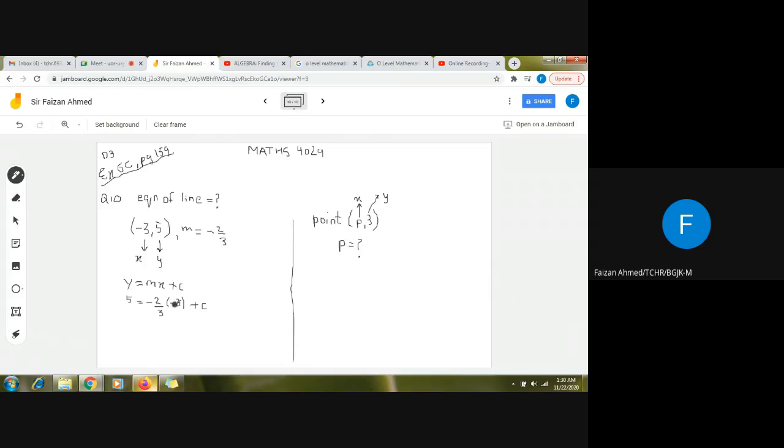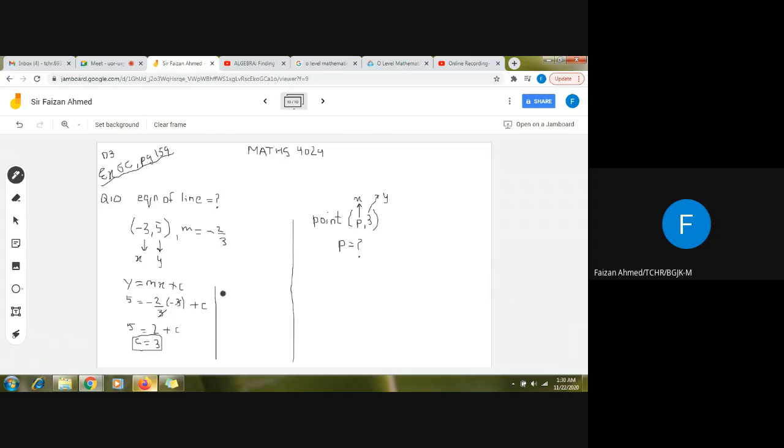This 3 and this 3 will be cancelled out, and this will become 5 equals this -2 times -1, and this minus sign will become positive, so this will be 2 plus c. If I want to find out the value of c, I have to shift this 2 to the other side and it will be subtracted from 5 to give me the value of the y-intercept, that is c = 3.